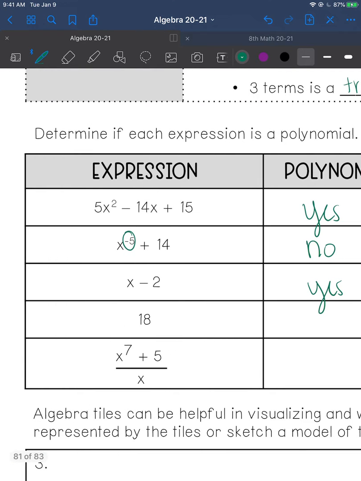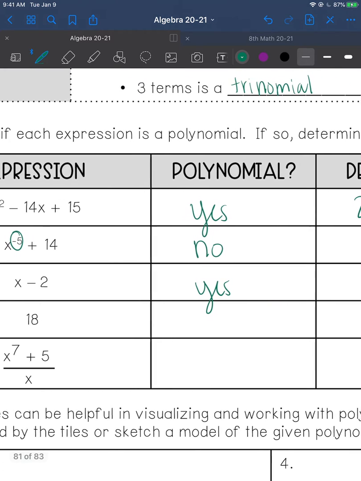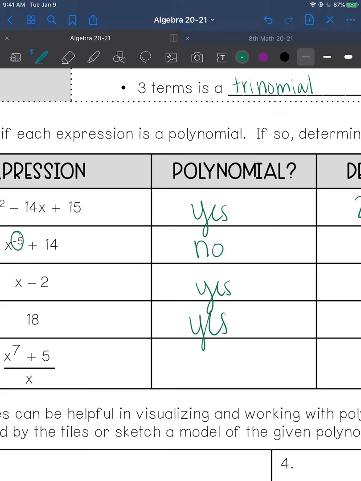18. Is it a polynomial? Yes. So, remember the two things that make it not a polynomial. Is it dividing by a variable? Does it have a negative or rational exponent, meaning decimal or fraction? Oh, so it can have constants? Yes, constants are a part of it.